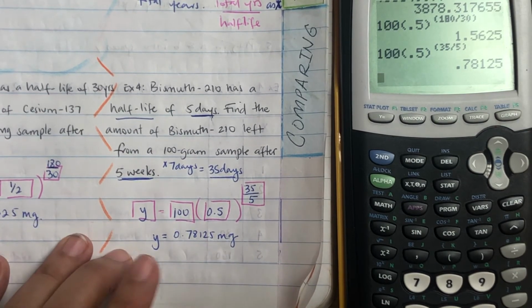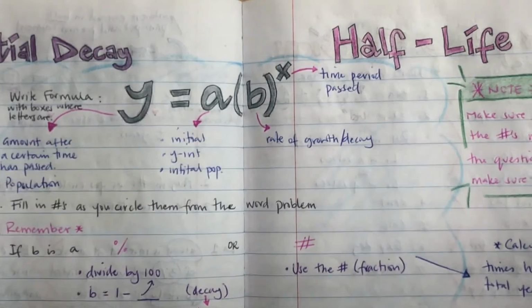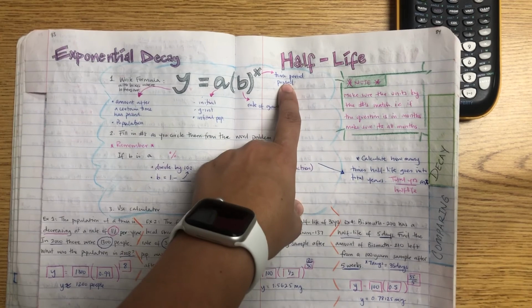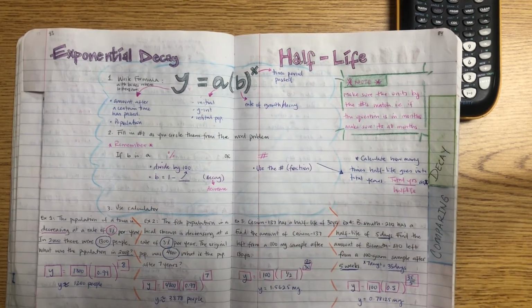But that's all there is. So anytime you see in decay something is decreasing, it's called exponential decay. If you see the word half-life, just remember to calculate x by doing total over half-life. Let's practice.